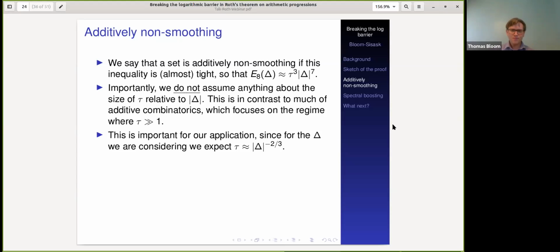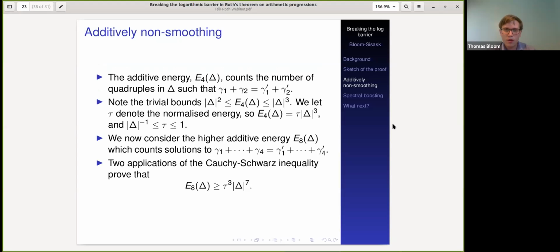about in a minute. It's very important to stress that we are not assuming anything at all about the size of tau relative to delta. In particular, we're not assuming that tau is close to being 1. Indeed, note that if tau is close to being 1, then such a set is trivially non-smoothing, right? Because if tau is roughly 1, then tau cubed is also roughly 1, and E8 of delta can't be much bigger than delta to the 7. So again, I'm being sort of vague in my quantitative parameters here.